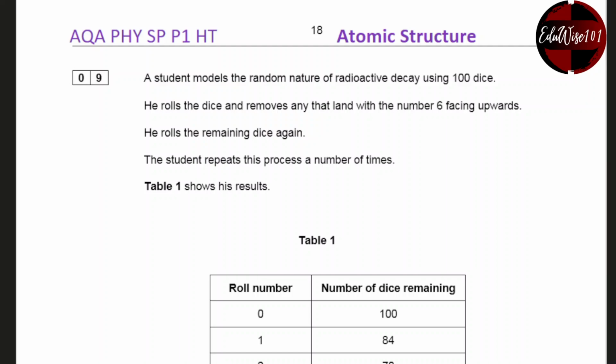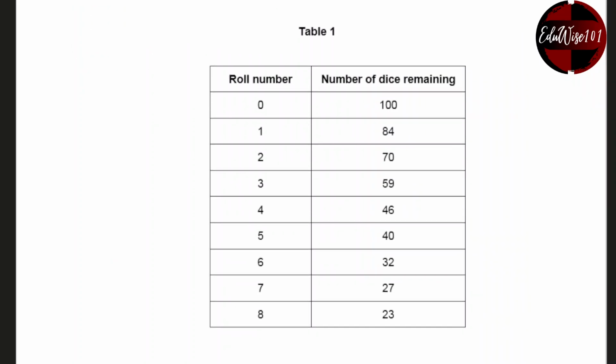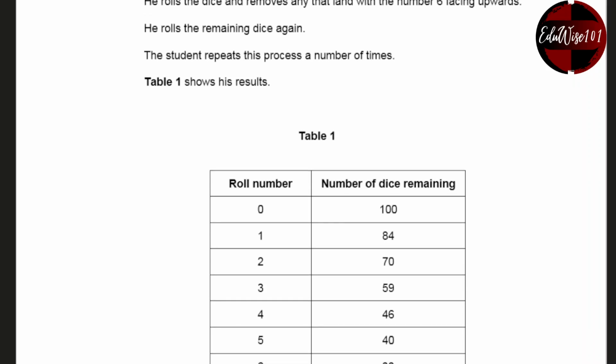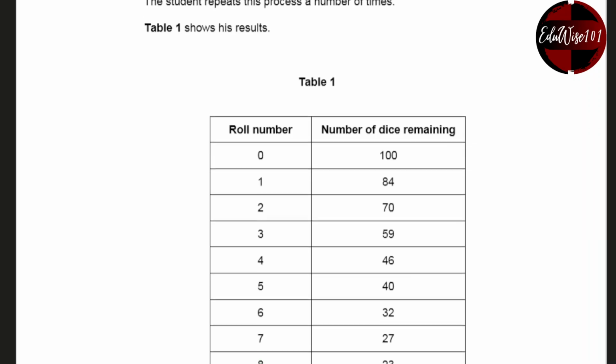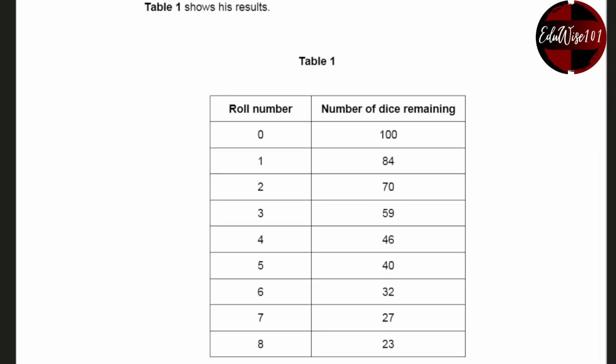A student models the random nature of radioactive decay by using 100 die. He rolls the die and removes any that land with the number 6 facing upwards. He rolls the remaining die again. The student repeats this process a number of times. So we've got table 1 showing his results. The first roll, all of them, number of die remaining is 100, and then it reduces every single time.